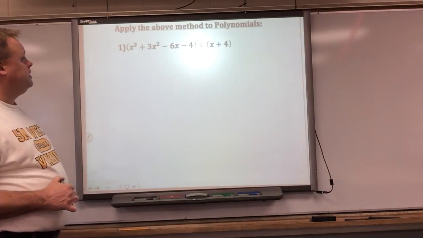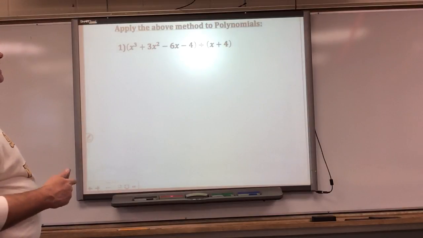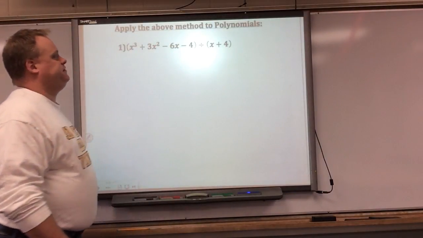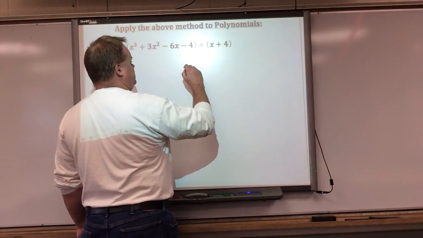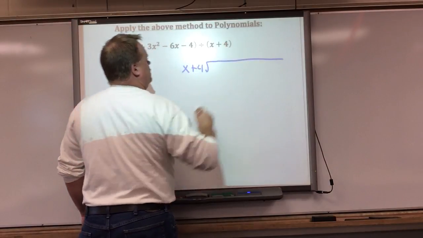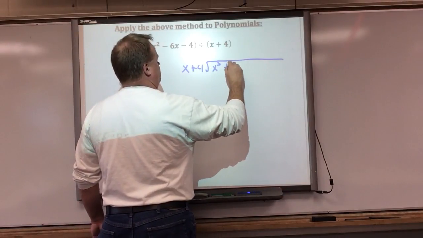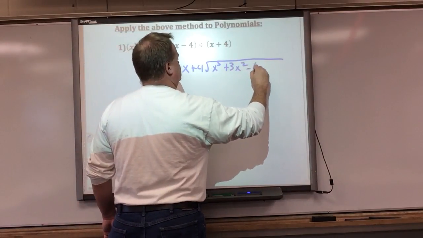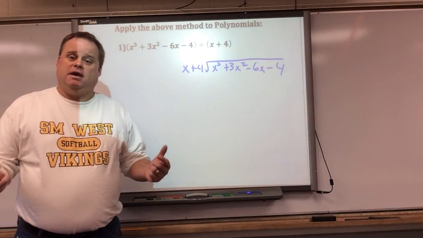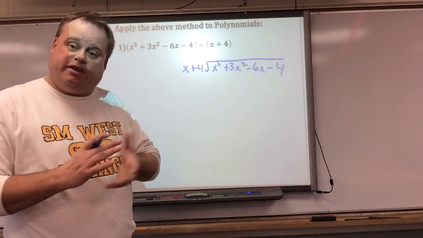All right. So the first one, I have x cubed plus 3x squared minus 6x minus 4, and that's going to be divided by x plus 4. So what I'm going to do is I'm going to write x plus 4 divided by x cubed plus 3x squared minus 6x minus 4. All right. Well, the same process, the same with regular numbers, we're going to do with these, okay?